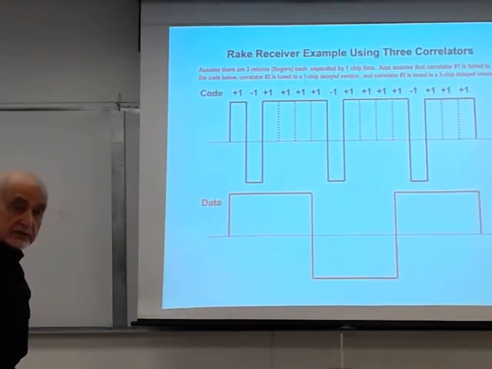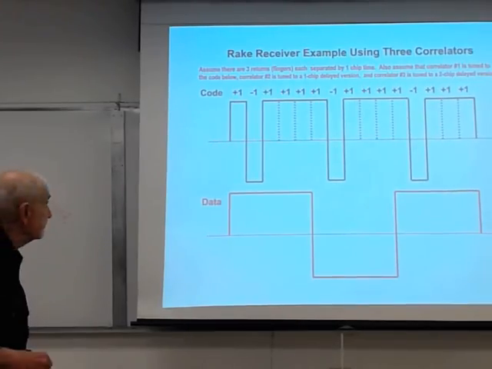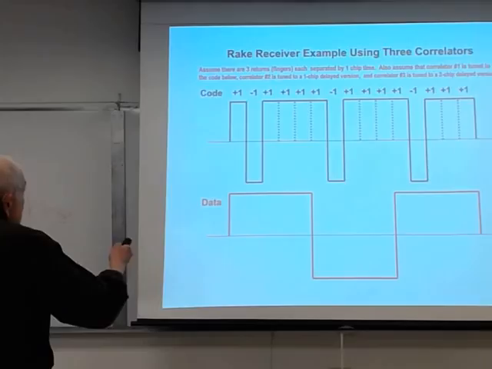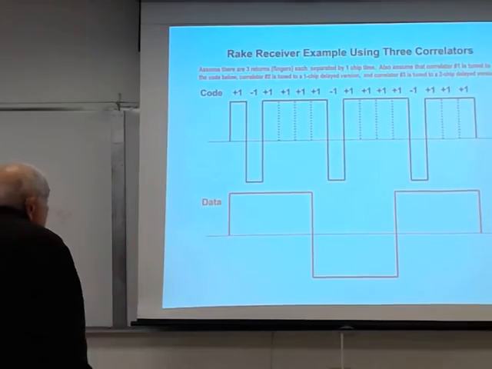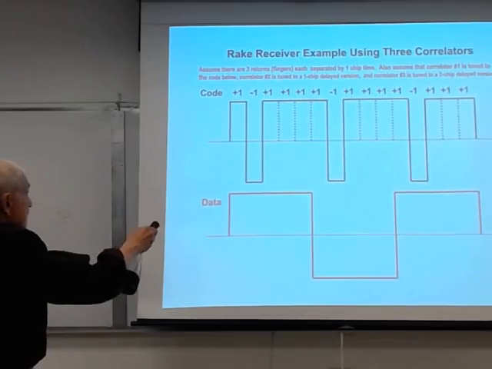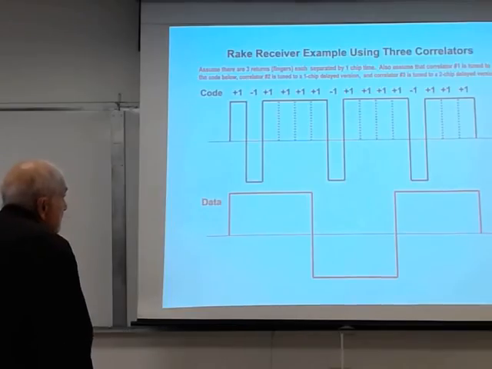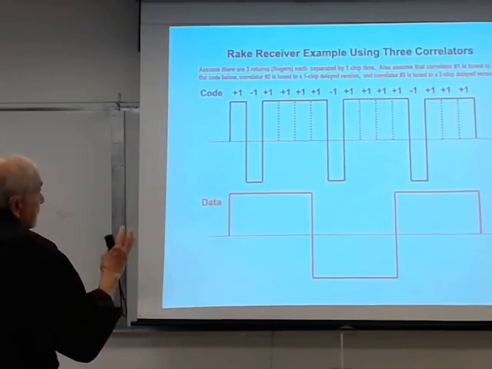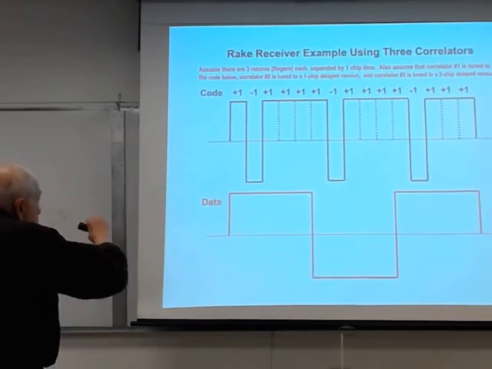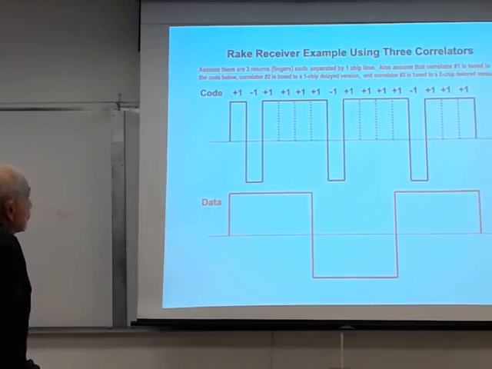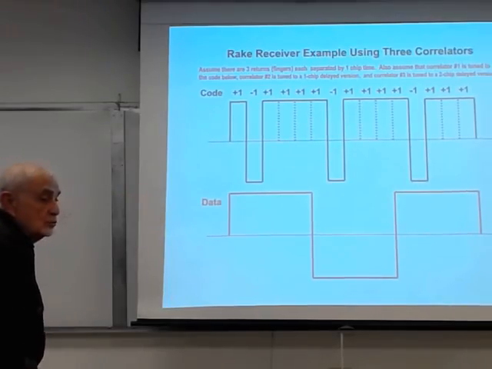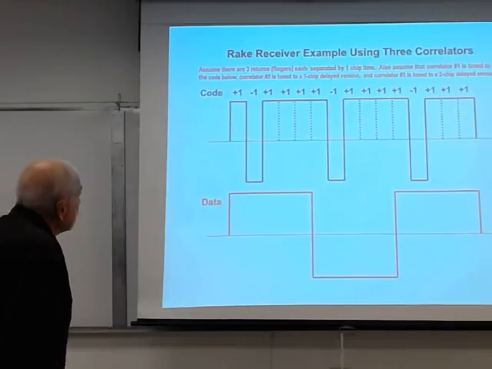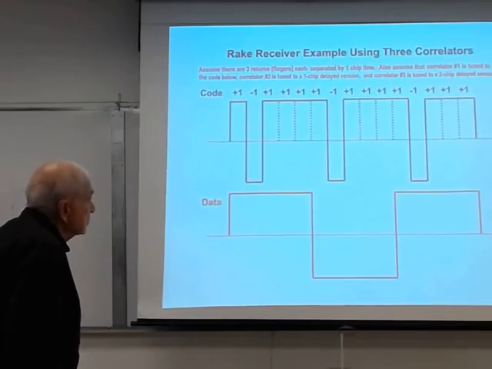This is an example of the operation of the rake receiver. So assume that the 3 returns, the fingers, are each separated by 1 chip. Also assume that correlator number 1 is tuned to the code below, and correlator number 2 is tuned to a 1-chip delay from that, and correlator number 3 is a 2-chip delay from that.